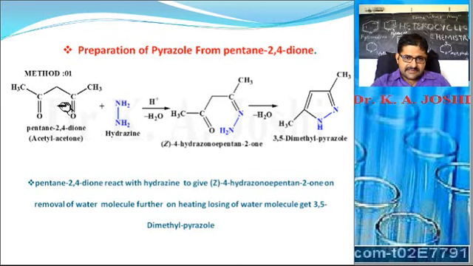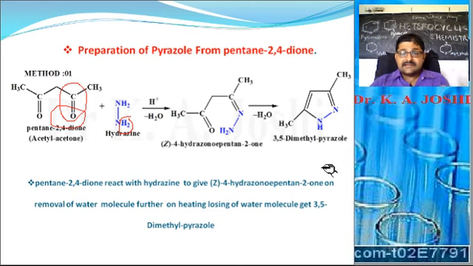The hydrazine attacks this carbonyl carbon. The hydrogens are removed from here and the oxygen is removed from here, so there is removal of a water molecule, and this nitrogen attaches to this carbon, so we get this type of molecule. After that, on removal of another water molecule on heating, we get 3,5-dimethylpyrazole. It is very simple.